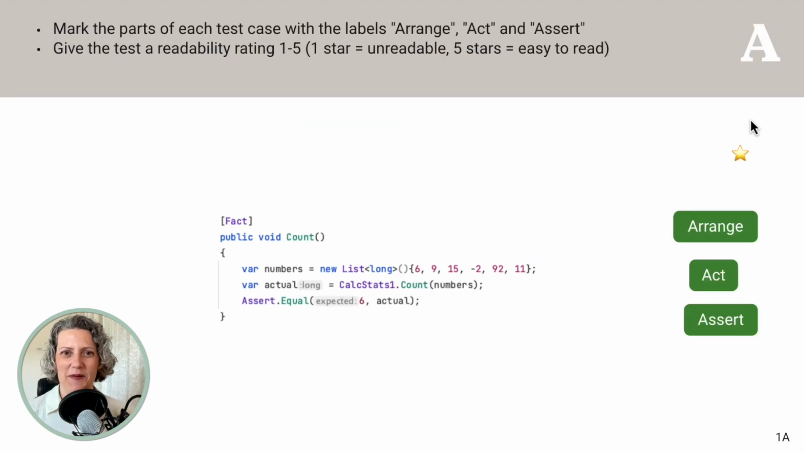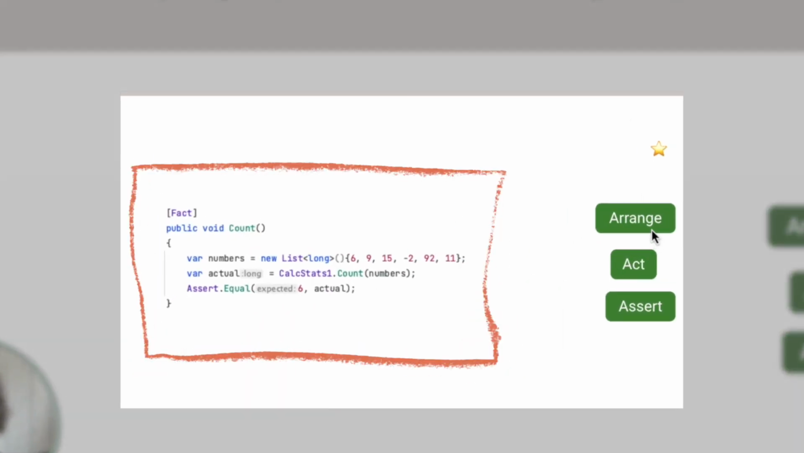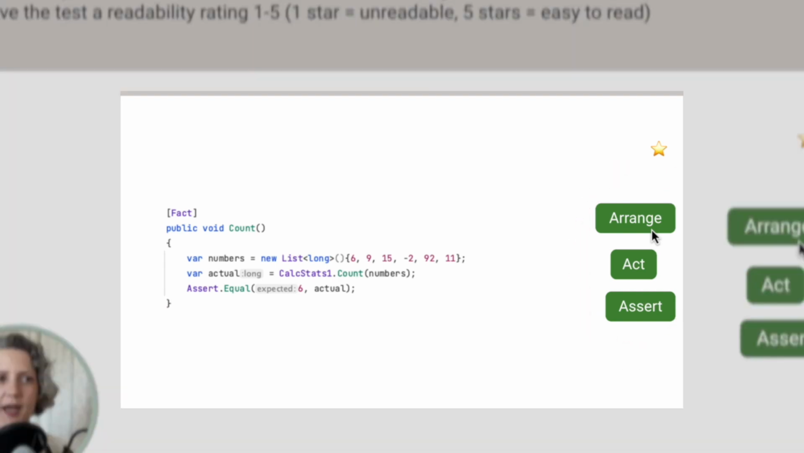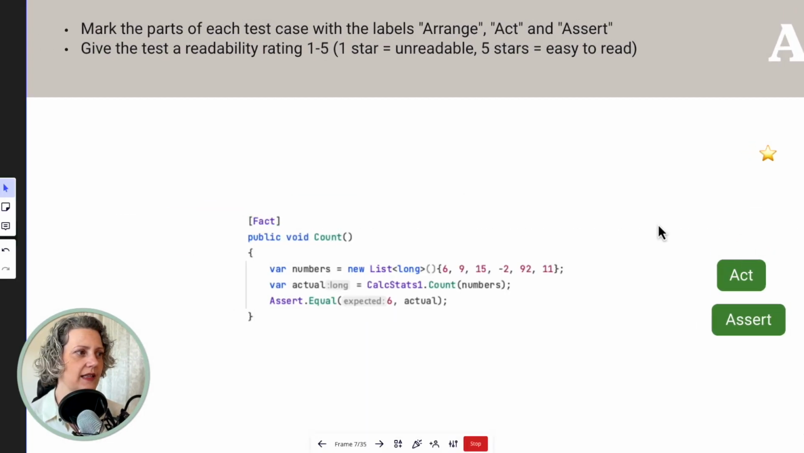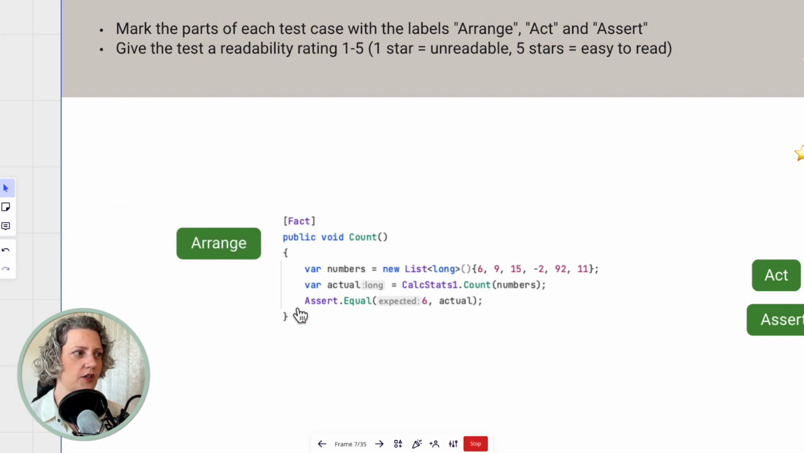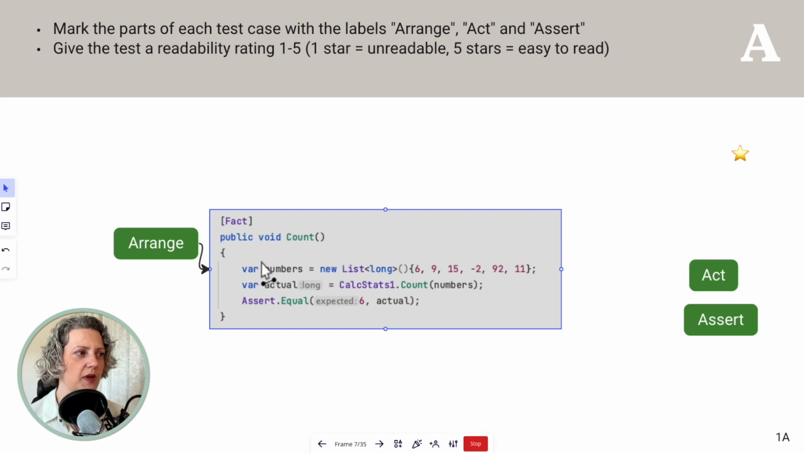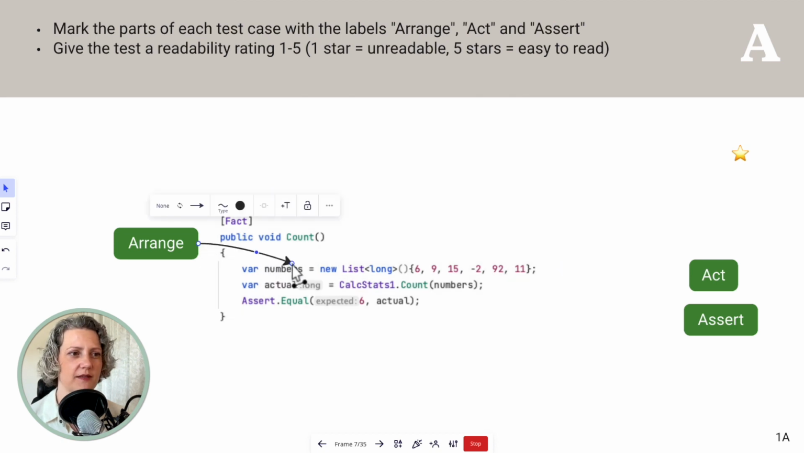Okay, so now we're going to do a little exercise in this. I want to look at how it affects the readability when you use this pattern. So I've got 4 little code examples, and I would like you to just label them with the arrange, act, and assert. You've got these little green labels here, and you can draw little arrows if you want to point out which line of code is being the arrange step and all of that. So I'd like you to have a go at that.